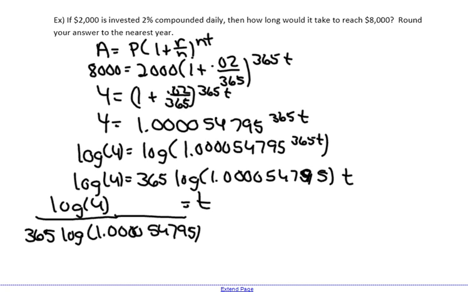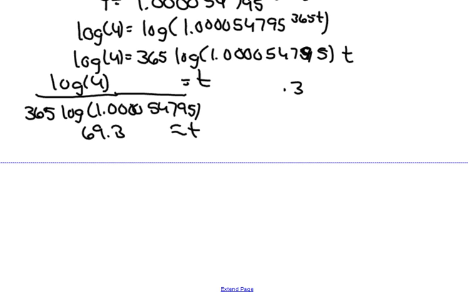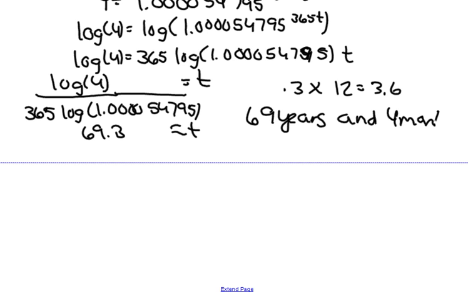Which is approximately 69 3/10. Now, I could figure out the months by taking the remainder here, which is 3/10, and multiplying by 12, and that's 3 6/10. So you're looking at about 69 years, about 4 months. Okay. So again, it takes a very, very long time with a very, very low interest rate. So good luck trying to get all that money before you pass.